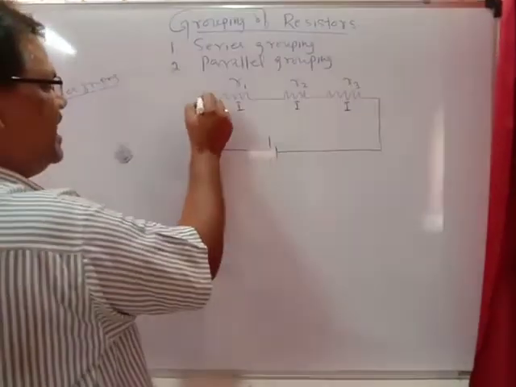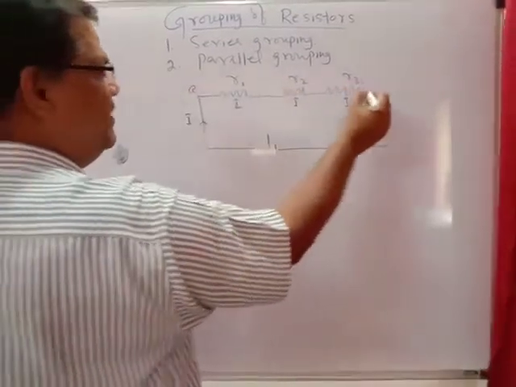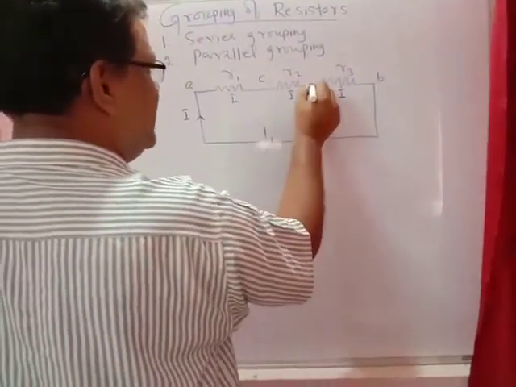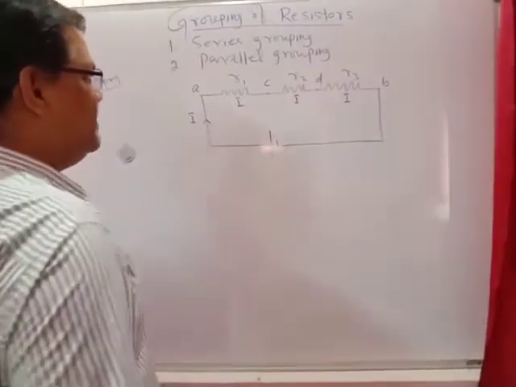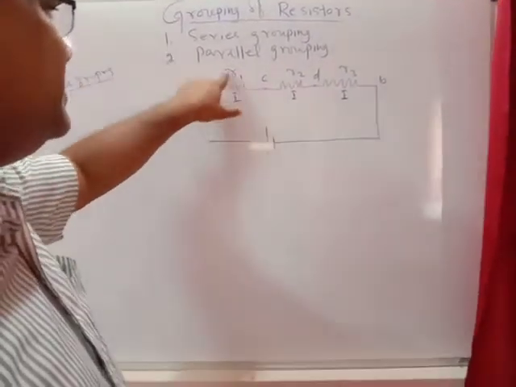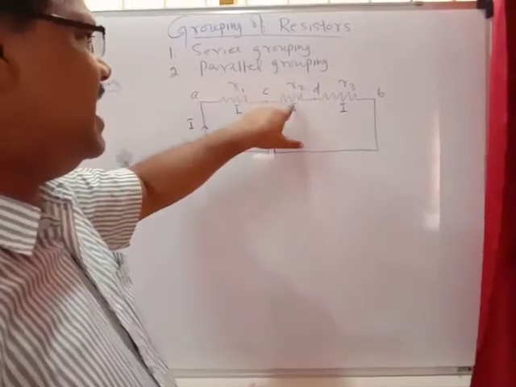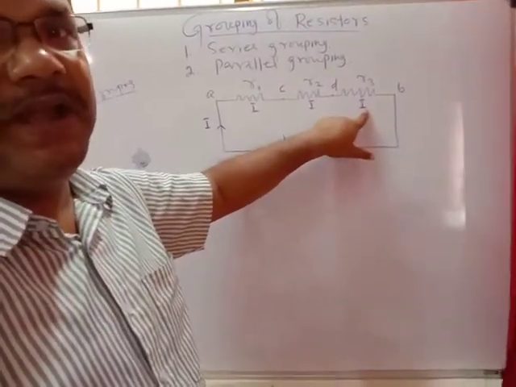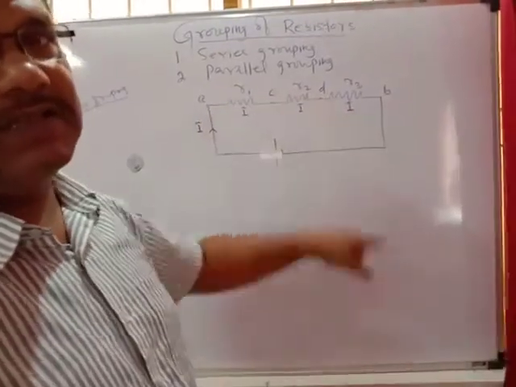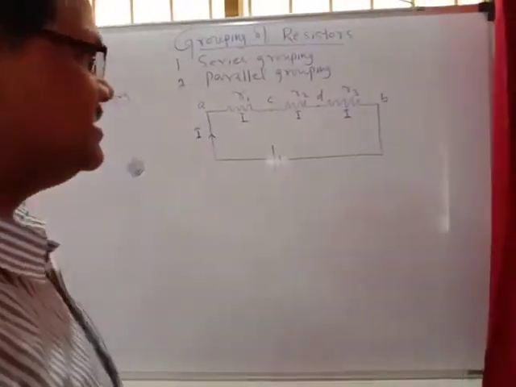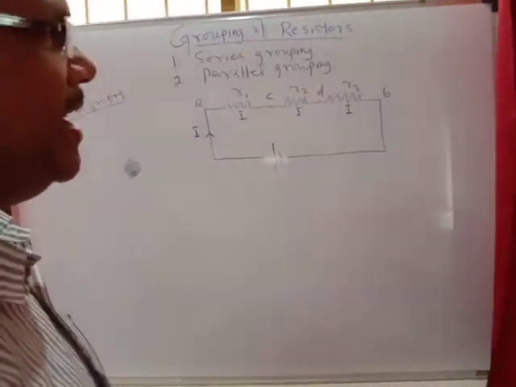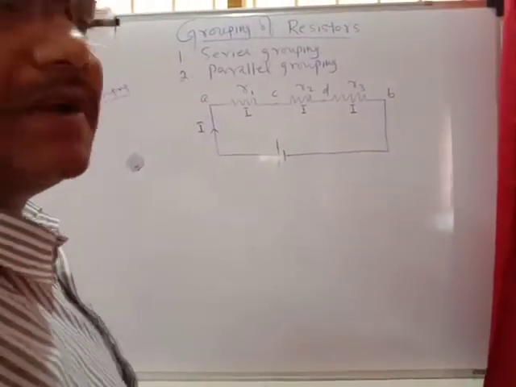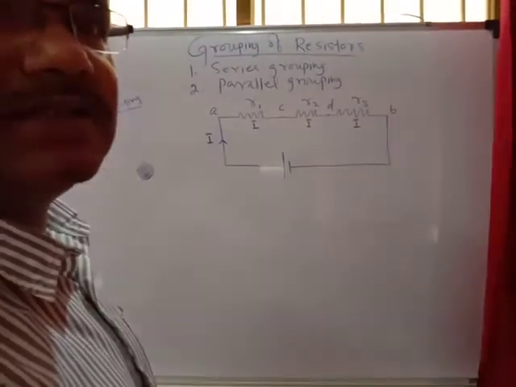Suppose this is point A, this is point B, this is point C and this is D. So the potential difference across R1, across R2 and across R3 will be different. The PD across all three resistors will be different. This is the series grouping. In series grouping, keep in mind that the same current flows through each of the resistors and different potential differences are maintained across each of the resistors.